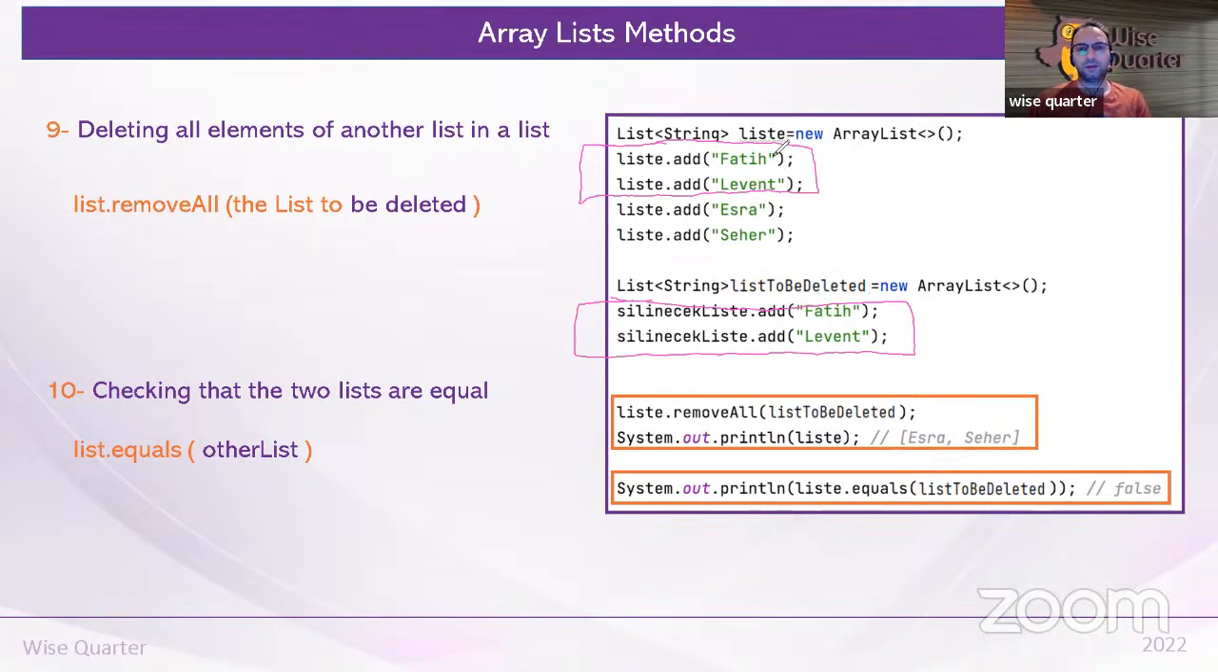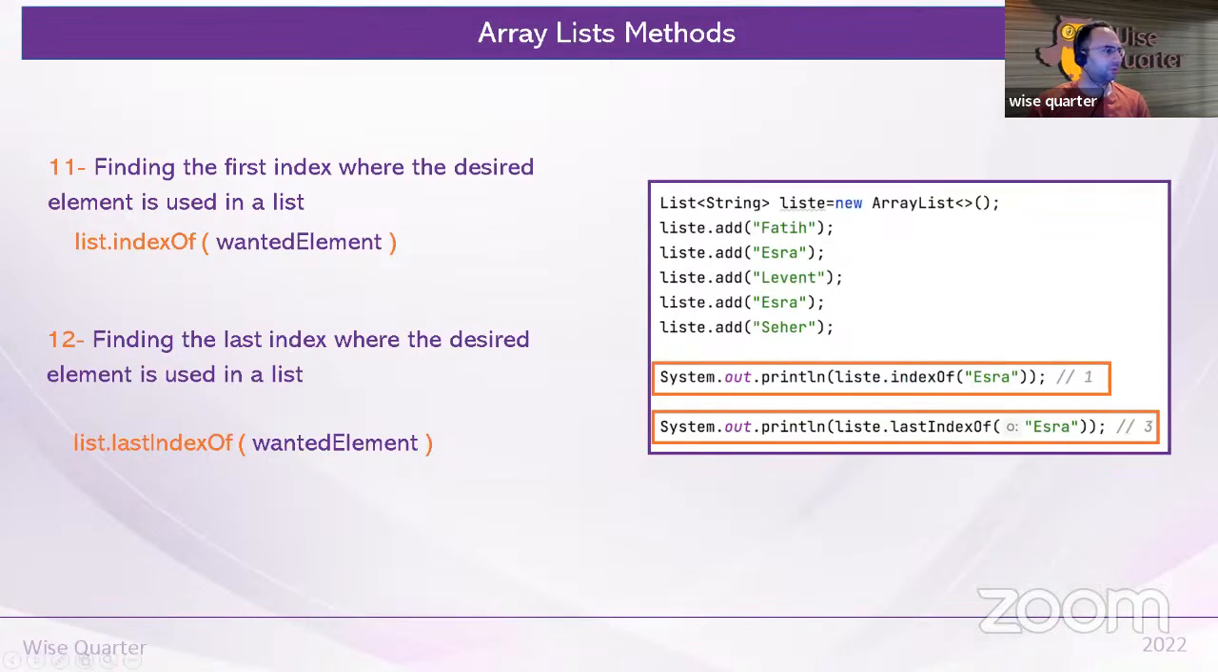So here, this is the list to be deleted. And from the list, we are deleting the list to be deleted. It will delete these names from the main list. That's all. If you want to check if they are equal, you should use it like this. List.equals, just like string values, and the other list should be written here. And if you cannot delete the list, it will return false, just like the remove method.